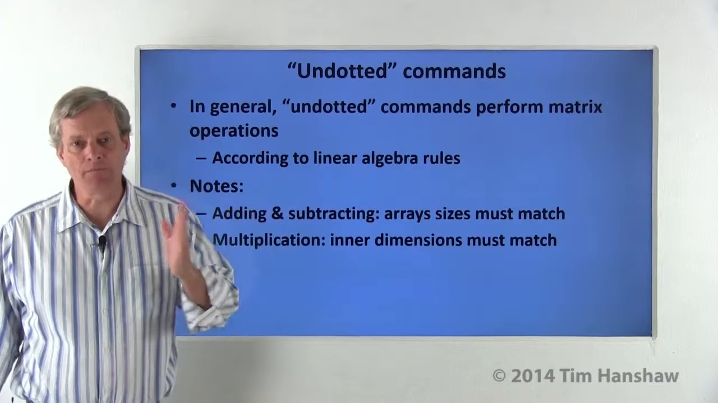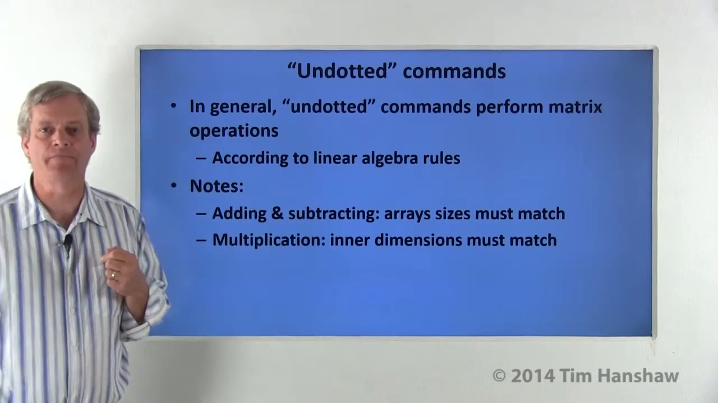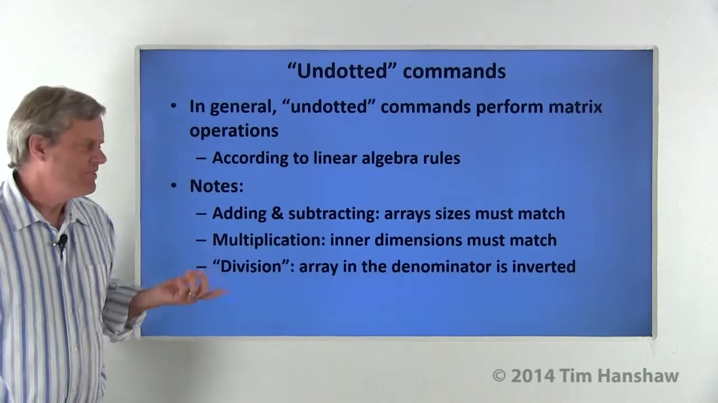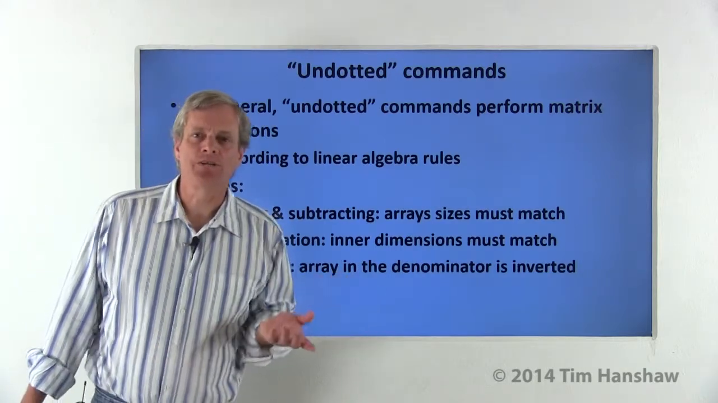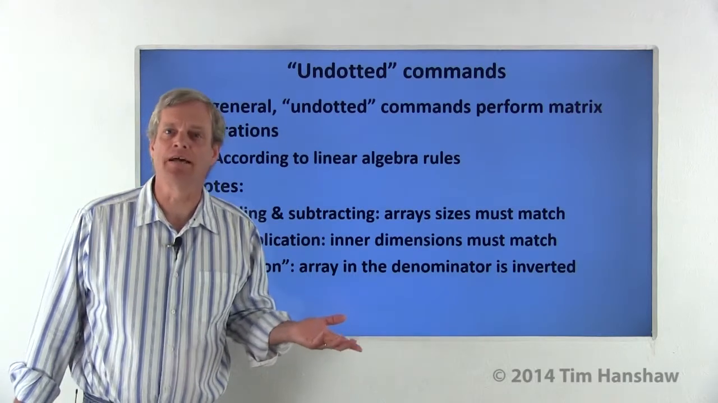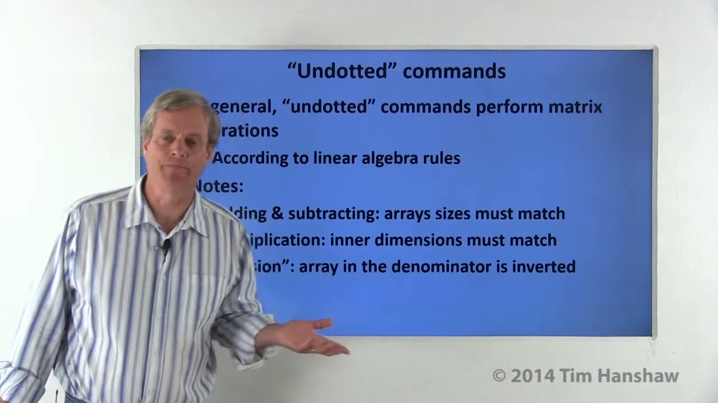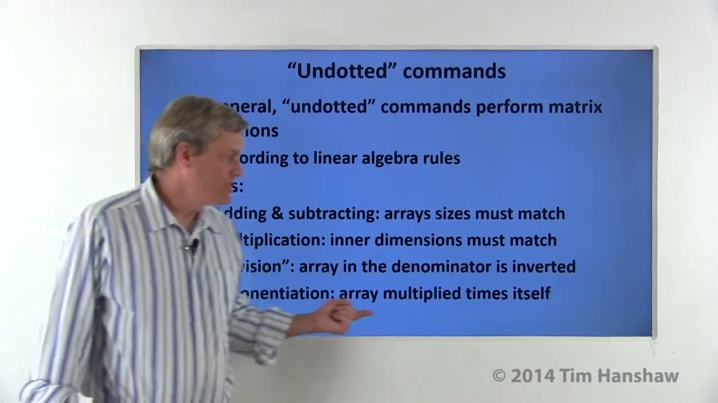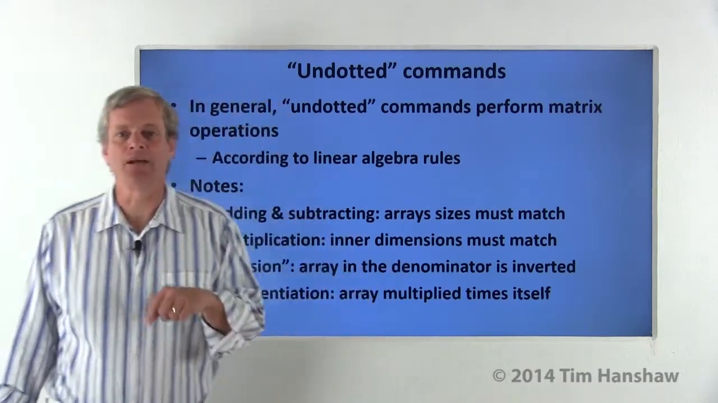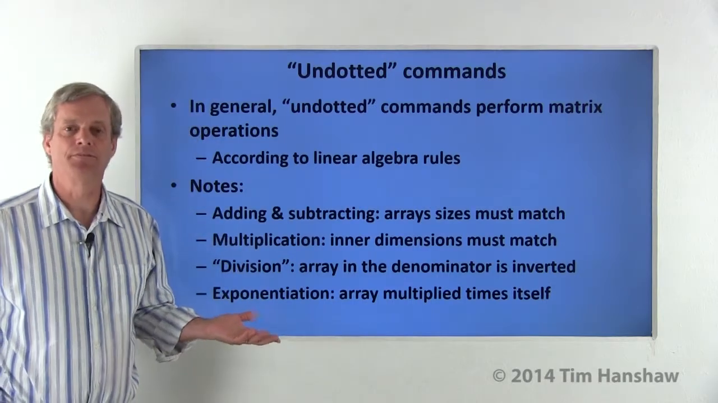When multiplying two matrices, the inner matrix dimensions must match. The number of columns in the first matrix has to be the same as the number of rows in the second matrix. Division isn't really a matrix operation. When slash and backslash are used, they do look like a divide sign, but what's really done involves something that's more like a matrix inversion. Exponentiation multiplies a matrix by itself according to matrix multiplication rules, a specified number of times.